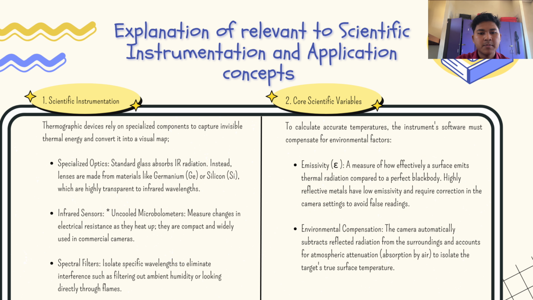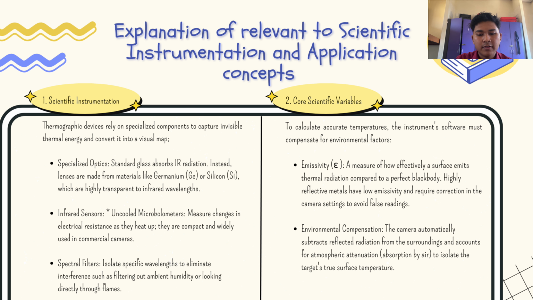Next, we will go through an explanation of concepts relevant to scientific instrumentation and applications. First one is scientific instrumentation. Thermography devices rely on specialized components to capture invisible thermal energy and convert it into a visual map. This is divided into 3, the first of which is specialized optics. Standard glass absorbs IR radiation. Instead, lenses are made from materials like germanium or silicon, which are highly transparent to infrared wavelengths.